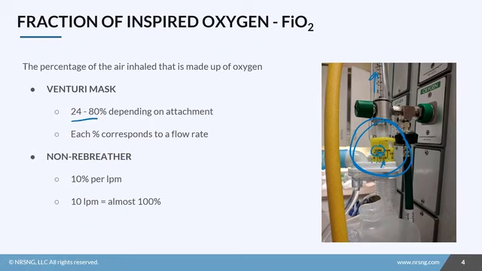Now, yes, you could put a non-rebreather on your patient at 6 liters per minute, and it would be 60% FiO2. But let me tell you, if you're headed to a non-rebreather, it's because your patient's going downhill. You need to put it on, plug it in, and crank it to 10 because something's not right.